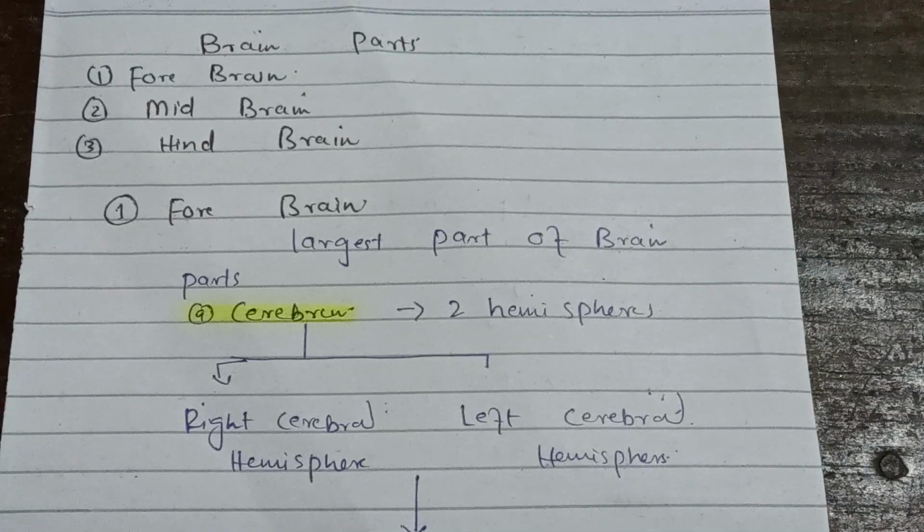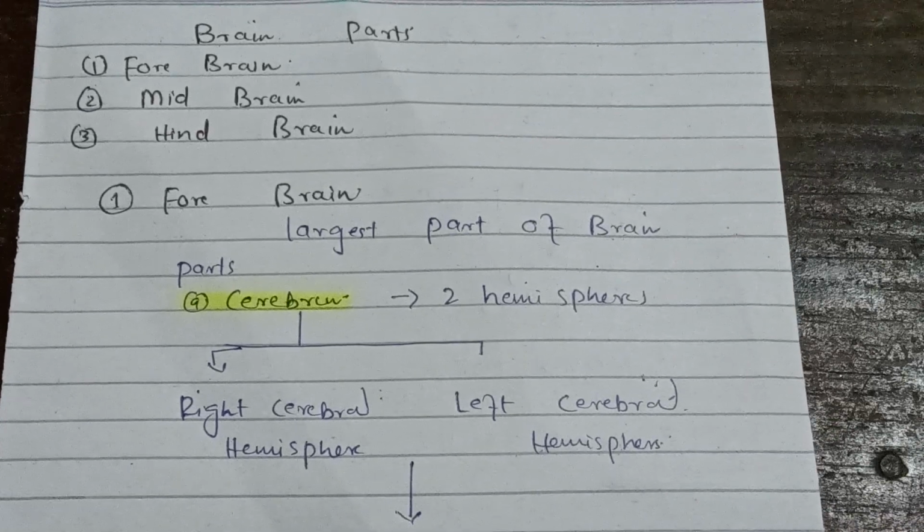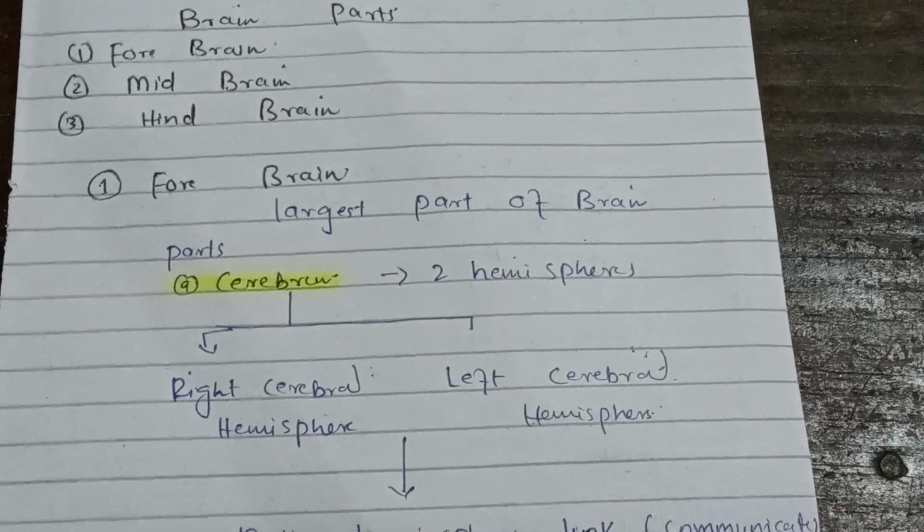Parts of the brain. The brain is composed of three parts: forebrain, midbrain, and hindbrain. Forebrain is the largest part, midbrain is the smallest, and hindbrain is present posteriorly in our cranium. Let us discuss the forebrain. It contains the cerebrum, thalamus, and limbic system. So let us discuss the cerebrum.